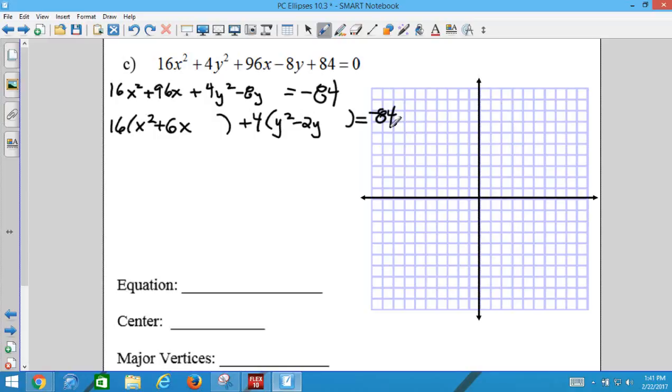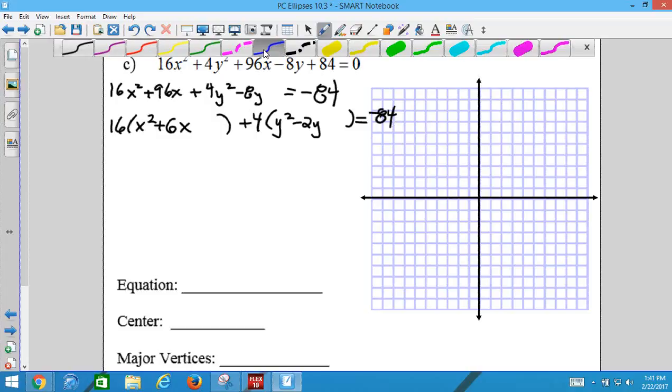Okay, so I'm factoring out different numbers from x and y. That didn't happen on last night's homework because they were circles, but it will happen on this homework because they're ellipses, where they're stretched one way, so it's going to be different amounts that you factor out. So what goes in this first complete the square?